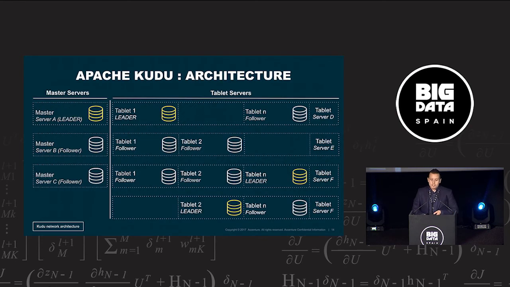So this diagram shows how the Kudu architecture looks. As I said before, we have the master servers: server A, that is the leader one, and then we have the follower ones, server B and C. But we also have the tablet servers. In this case, we have 4 tablet servers, and the feature here is that each tablet server can store more than one tablet, more than one partition. So in the case of tablet 1, the leader is in server D, but we also have followers in server E and server F. This is how it works.